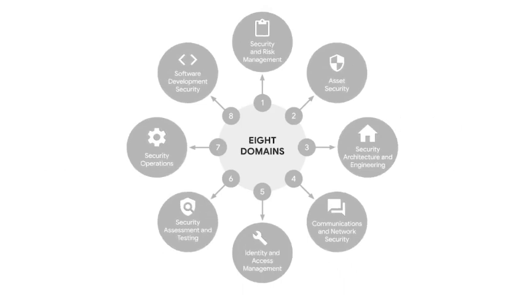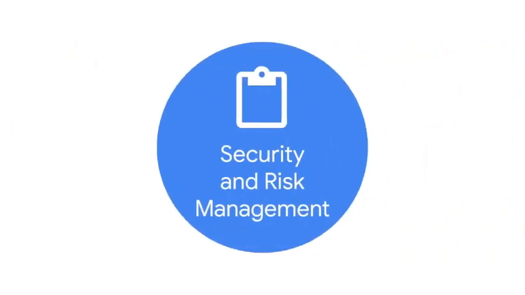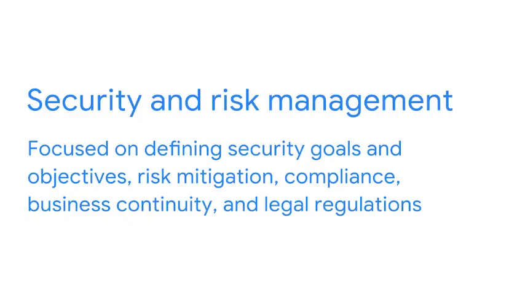In this video, we'll discuss the focus of the first 4 domains: security and risk management, asset security, security architecture and engineering, and communication and network security. The first domain is security and risk management. There are several areas of focus for this domain: defining security goals and objectives, risk mitigation, compliance, business continuity, and legal regulations. Let's discuss each area of focus in more detail.